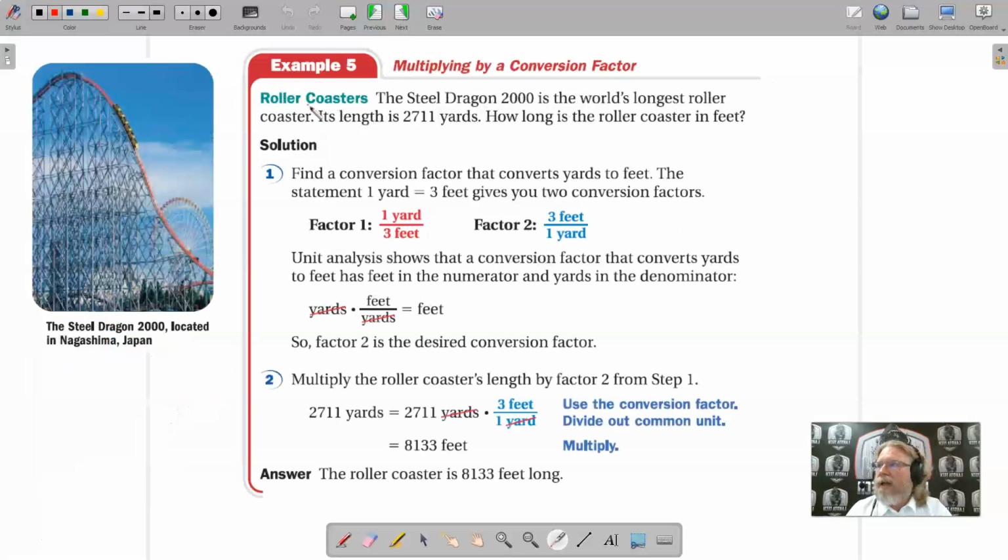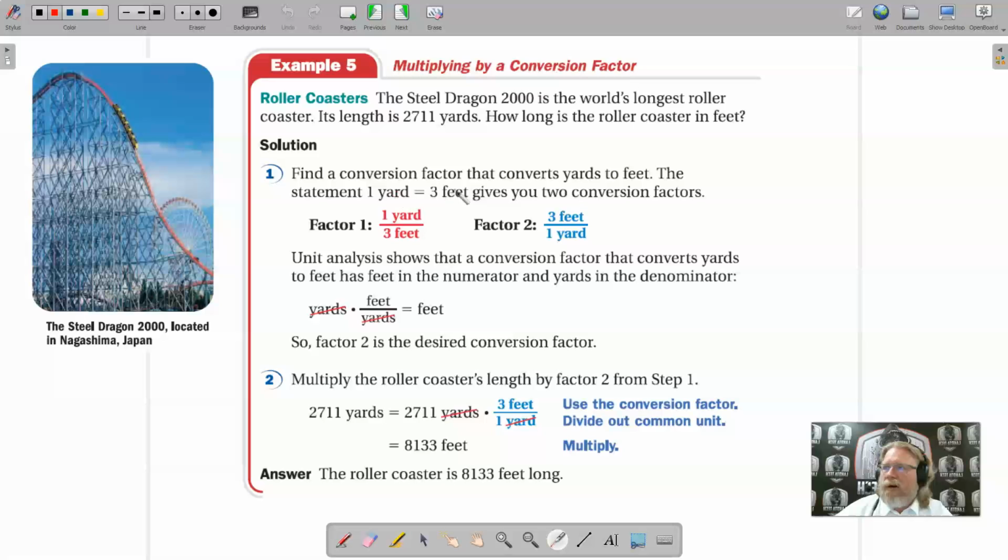So looking at example 5, multiplying by a conversion factor. So here we have roller coasters. The Steel Dragon 2000 is the world's longest roller coaster. Its length is 2,711 yards. How long is the roller coaster in feet? Well, our solution is that first we're going to need a conversion factor, because they told us how long it is in yards, but we need to know how long it is in feet. So we need to find a conversion factor that converts yards to feet.